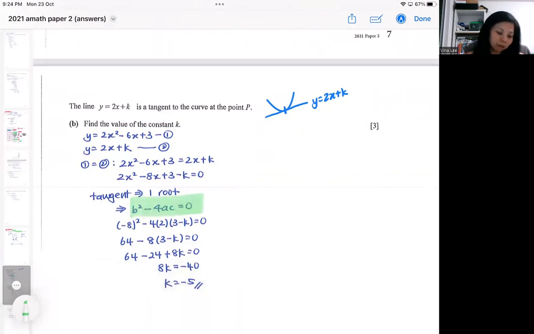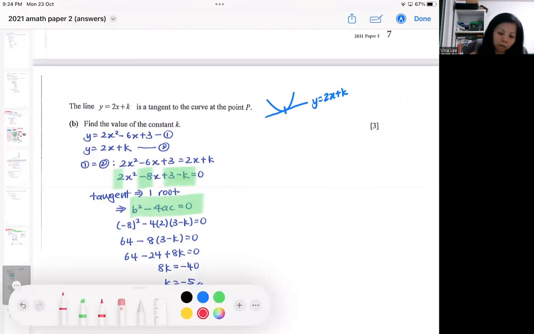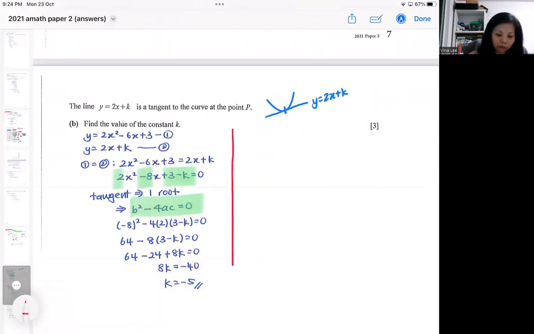After the simultaneous, you should be able to get your a, b, and c. Your a, b, c should have the unknown that we are interested in. Using this a, b, c, we put into our condition and solve for k. So that is the discriminant method. However, some of you will be thinking along another way, so I will show another method. So this is the curve, and this is the tangent.